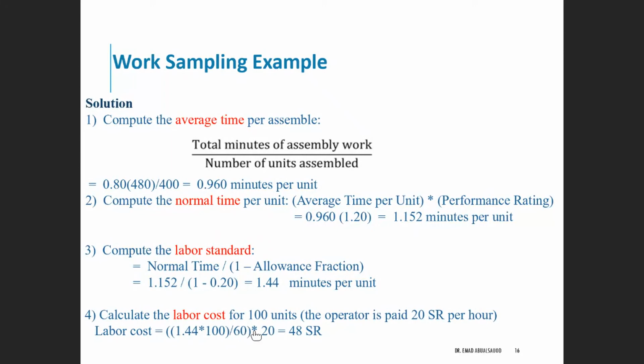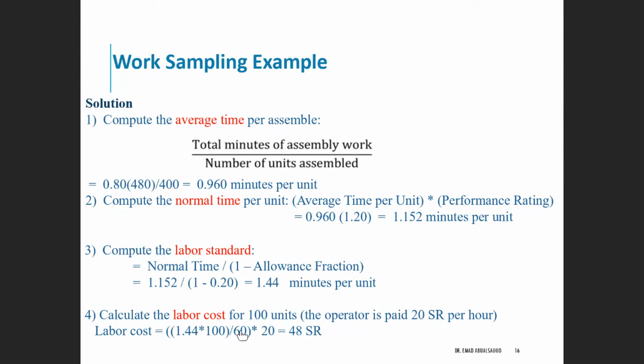We have 20 riyal per hour. We want to find the cost for the minutes for 100 units. So if you are going to produce 100 units, how are we going to calculate it? We converted the time here again from minutes to hours, not the money. So we divided by 60, so we can multiply it by 20. Otherwise, you have to change the money unit.